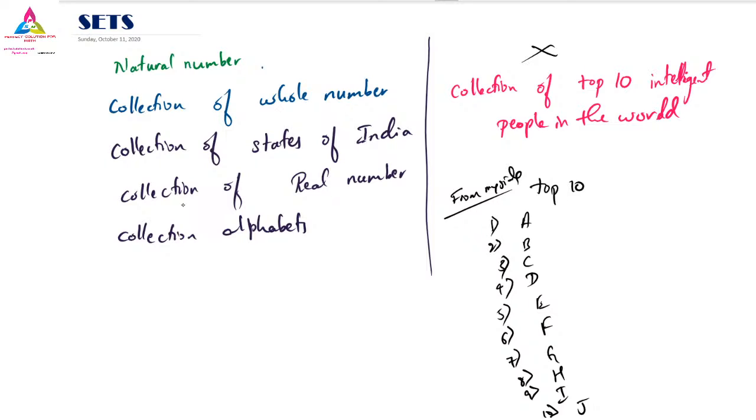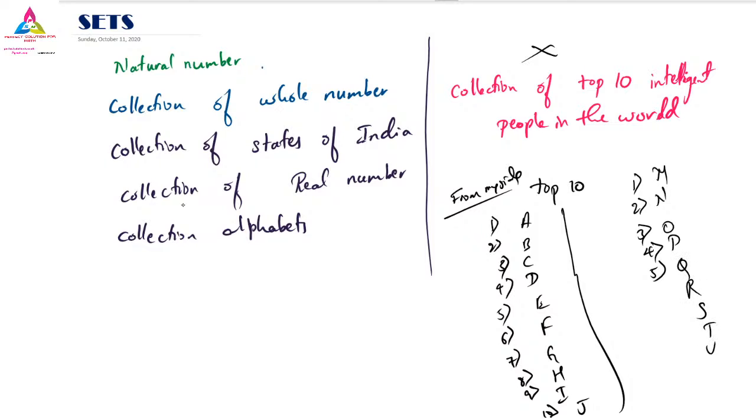But other people are saying that these are not the top 10 intelligent people. They will give you some other names. They may suggest that it is not A, B, C, D, F, G, H, I, J. It may be M, N, O, P, Q, R, S, T, U, V, W. These are the people who are more intelligent.